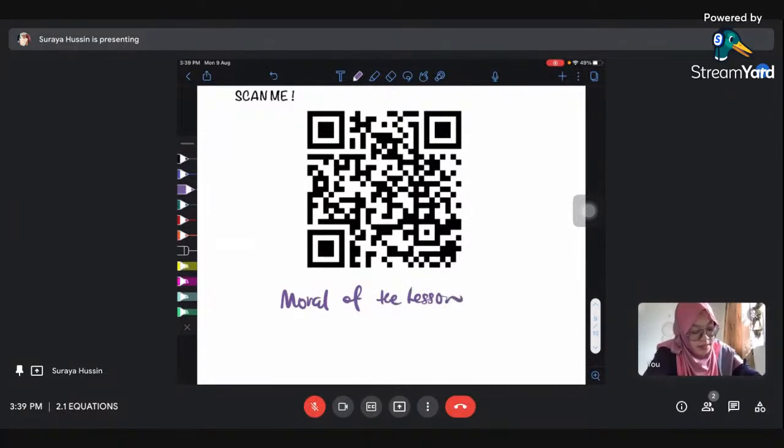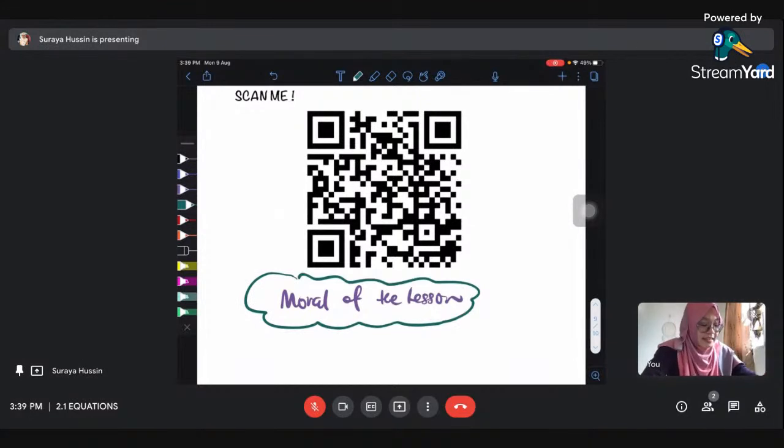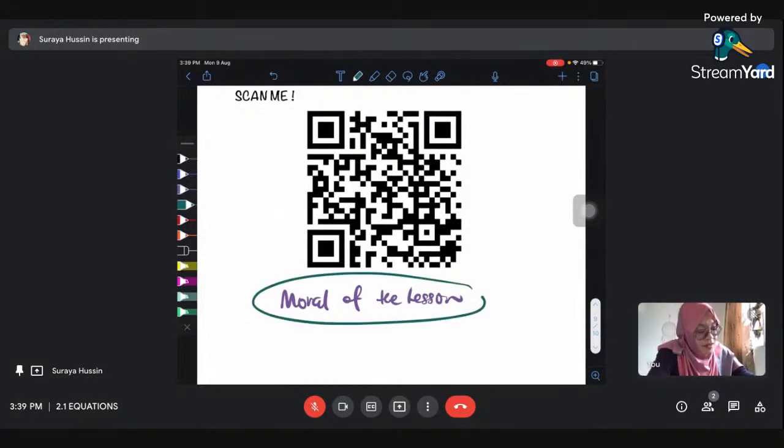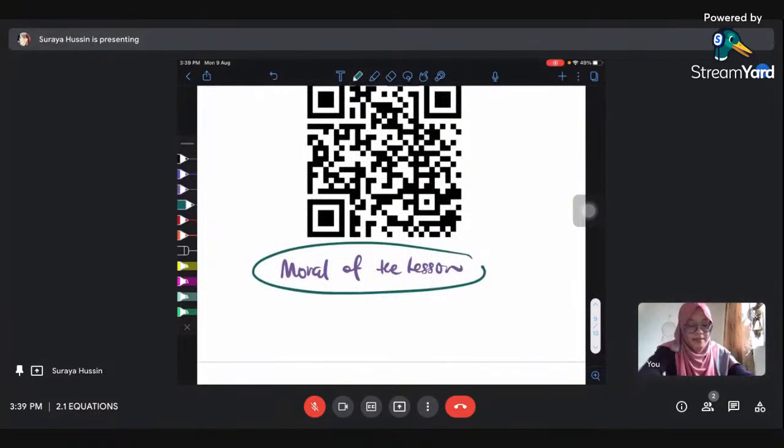I have a moral of the lesson. So moral of the lesson ada 3. So the moral is recheck. Recheck hanya untuk Surd dan log sahaja. Untuk indices tidak perlu recheck langsung. Untuk Surd dan log sahaja yang perlu di recheck.